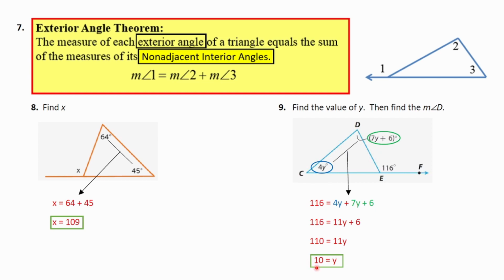To do that, we need to take this value of 10 and substitute it back into our expression for D, which is circled here in green. So the measure of angle D is equal to 7 times the value of y, which is 10, plus 6, which gives us a measure of angle D is equal to 76 degrees.